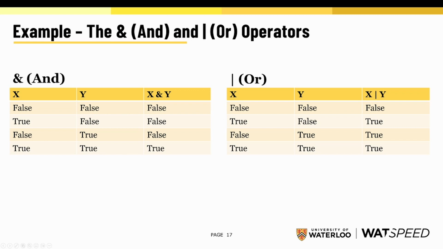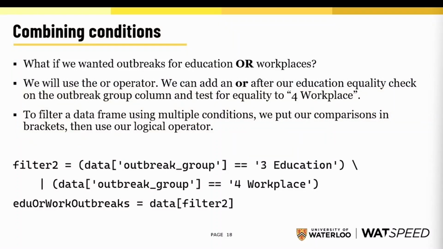So let's combine filter conditions. We want to test for outbreaks in education or workplaces. We're going to use the OR operator, and we can use this after our education equality check on the outbreak group column and test to see if that outbreak group column is equal to workplace. If we want to use multiple conditions, we have to put each of our comparisons in brackets and then combine them using our logical operator.